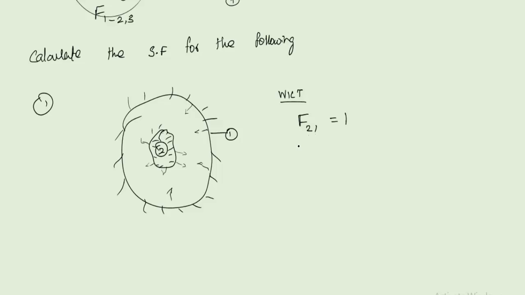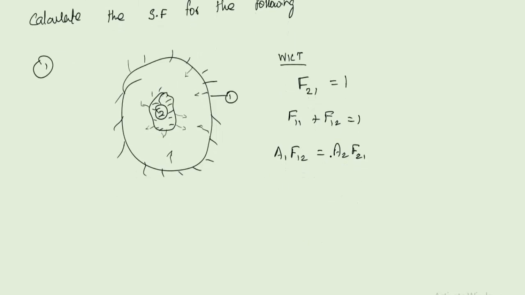And also from the above 3 rules you know that F11 plus F12 equal to 1. Again you know that A1 F12 equal to A2 F21. All these things you will know from the above 3 laws. From this law I am going to calculate F12 equal to A2 divided by A1 F21. Okay, now consider this as equation number 1. So now 1 becomes, I am going to substitute F12 as this equation here.